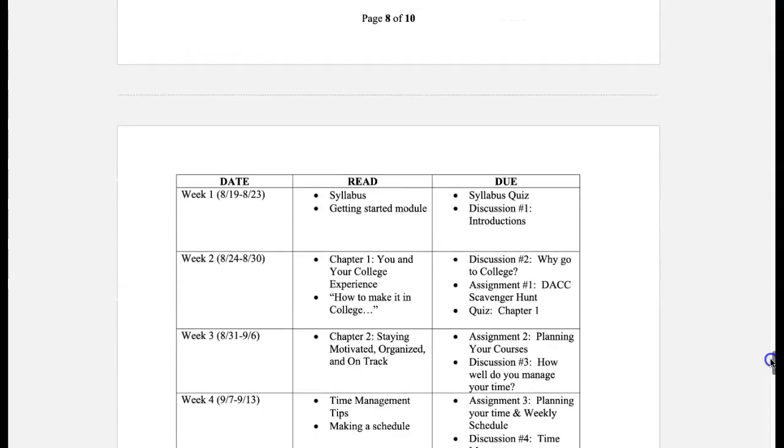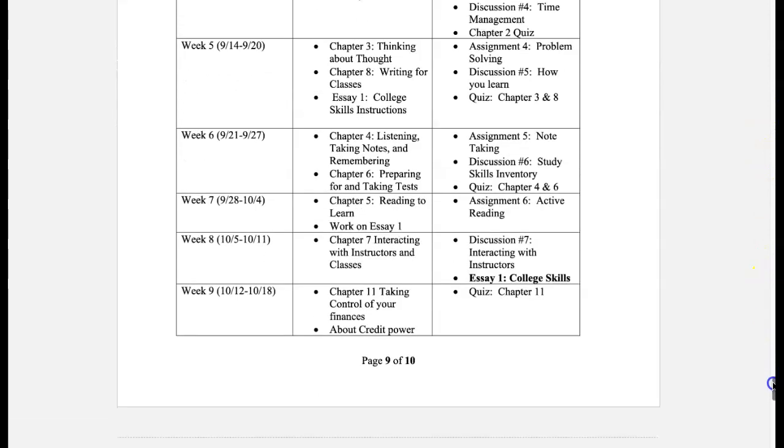And here we have the schedule. So as you can see, I divided it up by week, by reading assignment, and by assignments that are due. So like for example, the first week, you should read the syllabus and the getting started module. And then the first week, we have the syllabus quiz and the first discussion. For week 2, you should read chapter 1 and how to make it in college. And then discussion 2, assignment 1, and the chapter 1 quiz are due by the end of that week. So I think it's pretty straightforward, but again, if you have any questions, let me know.